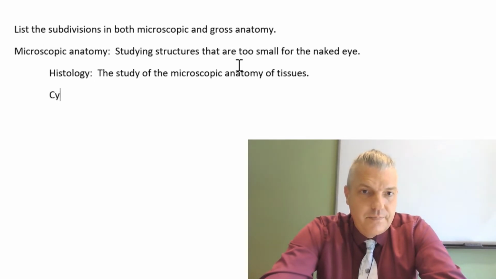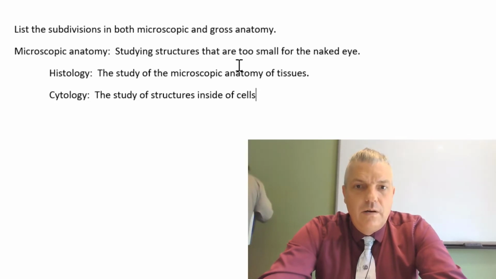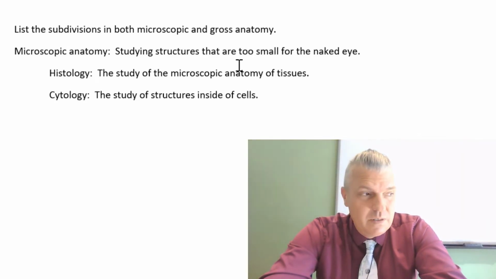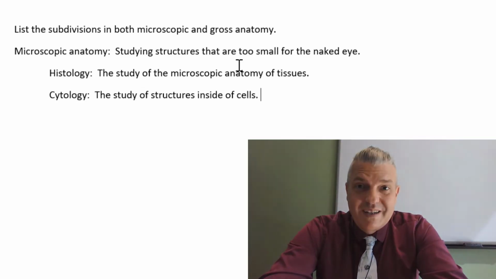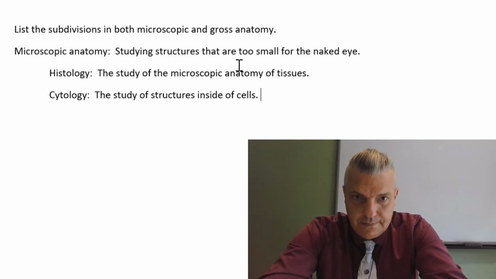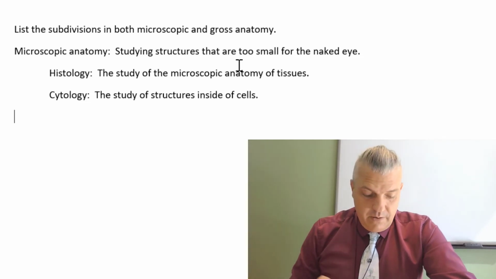Cytology is the study of structures inside of cells. That includes things like organelles, like mitochondria, the nucleus, chromatin, which is the substance inside of the nucleus, which is DNA and its associated proteins, Golgi apparatus, lysosomes, peroxisomes, and other vesicular structures, or things that are made up of vesicles. But that's cytology. Those are the two major ones that I can think of off the top of my head. There may be more in your textbook, so you might write down more if you can.